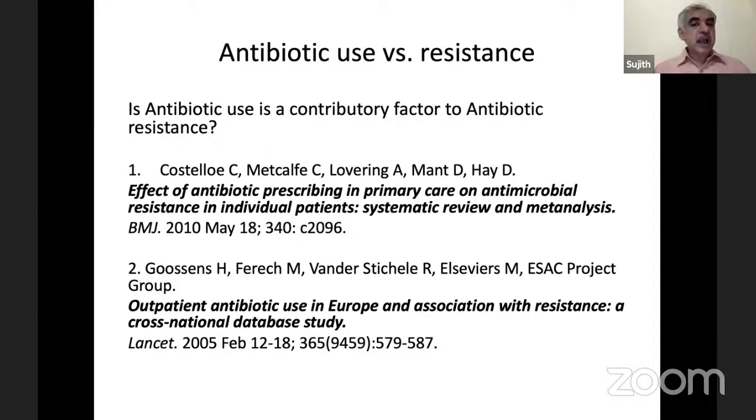And I'd like to point to two studies which I love to quote. One is on an individual basis, Costello et al., who published this systematic review and meta-analysis of what is the effect of antibiotic prescribing in primary care in individual patients. Very interesting data, and I would like you to read it later at some point of time.